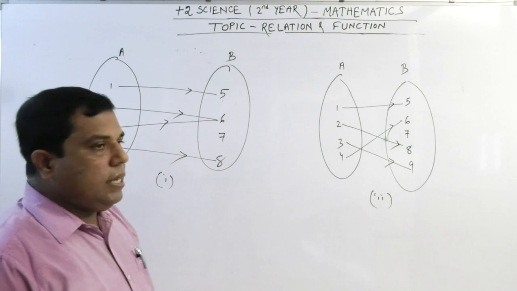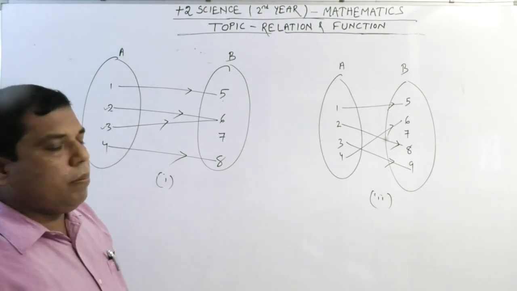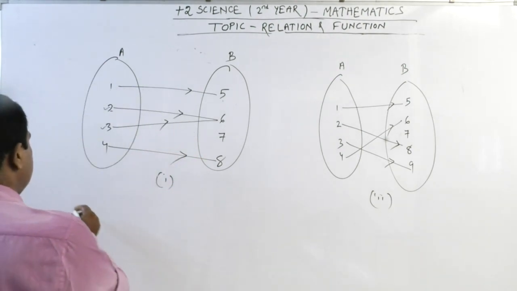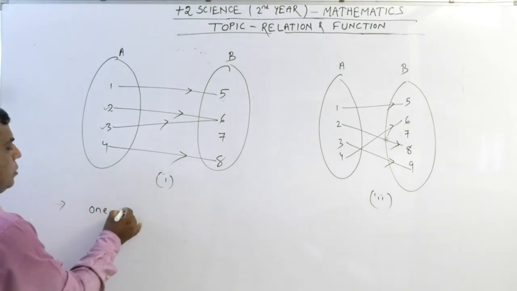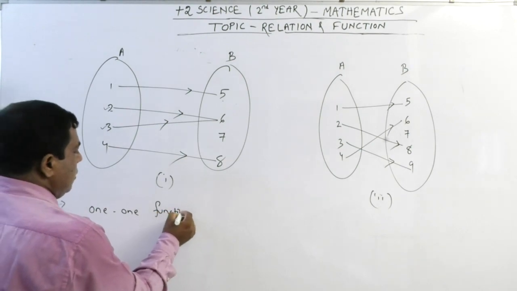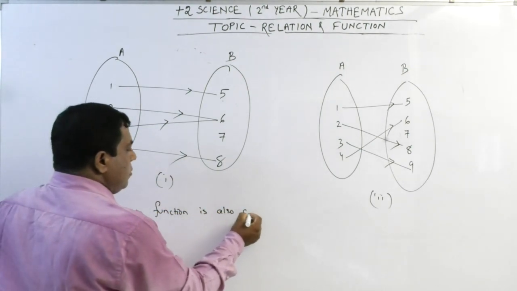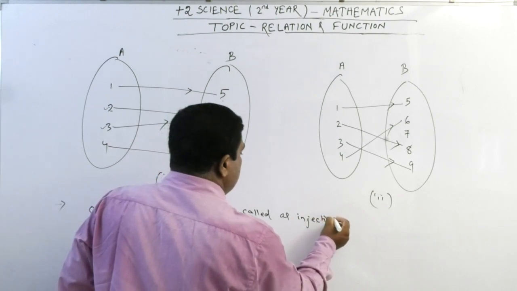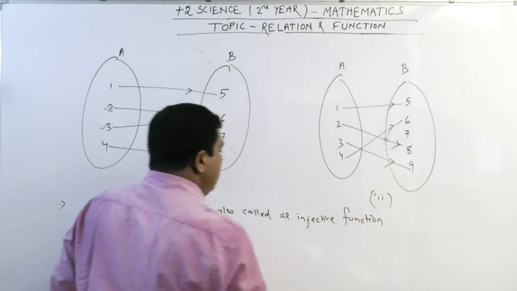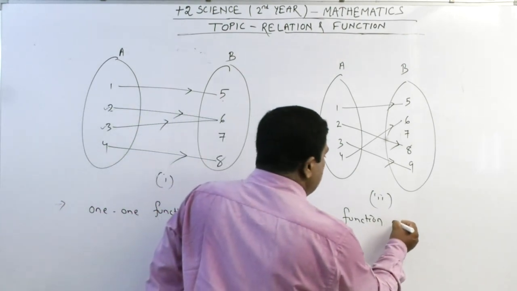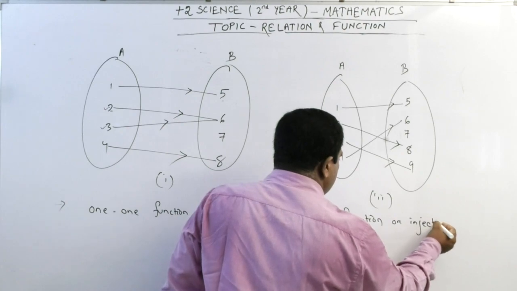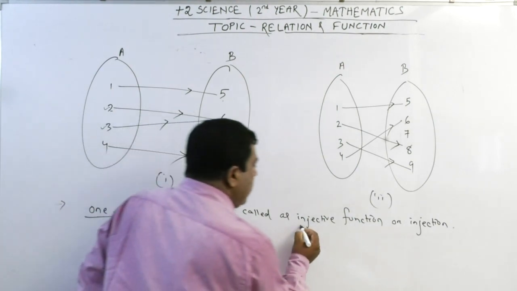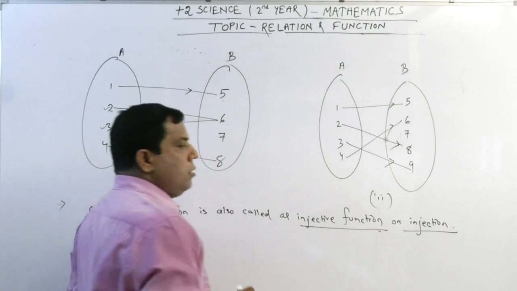Now we see some more results, some more information about the one-one function. The first information is that a one-one function is also called an injective function, or injection. Clear?